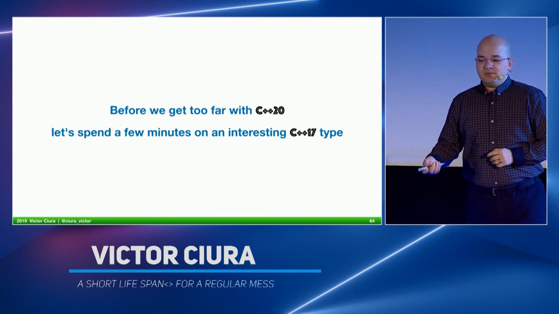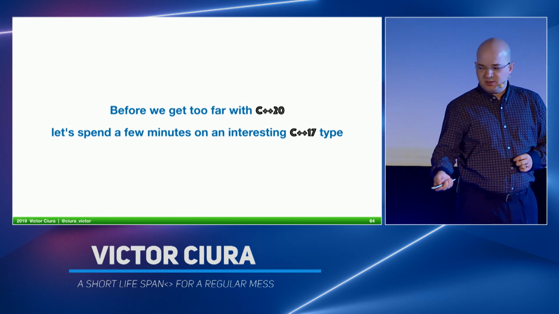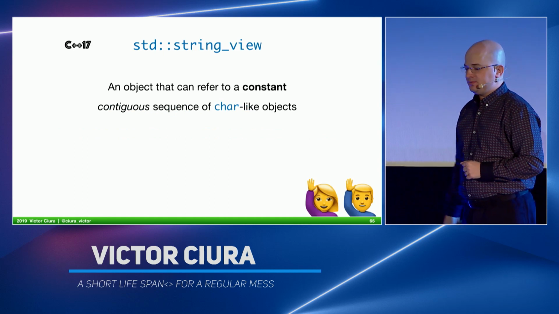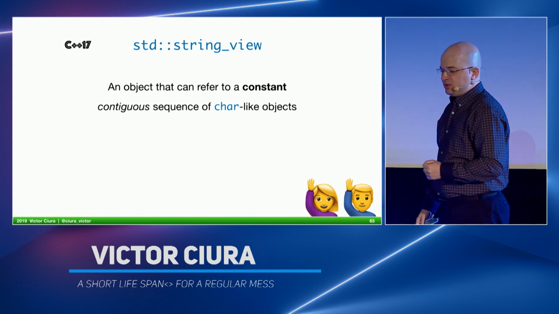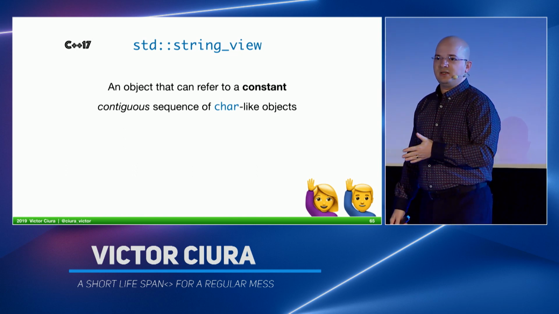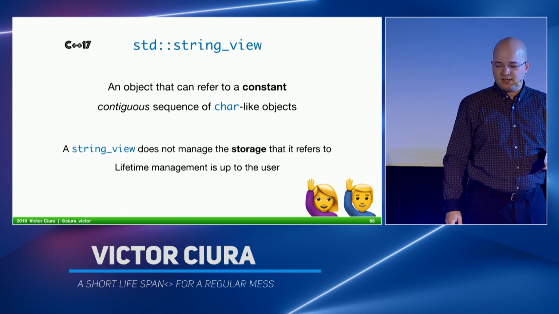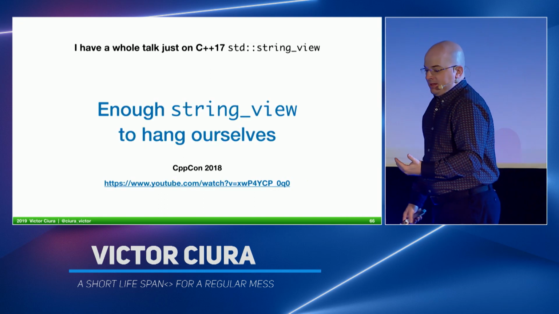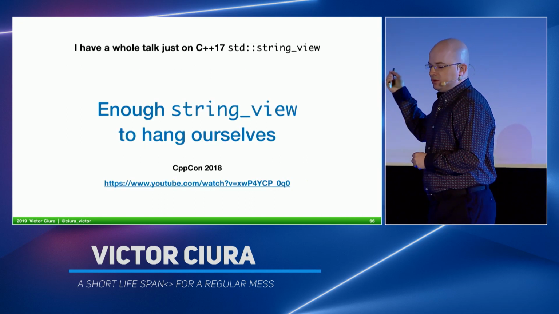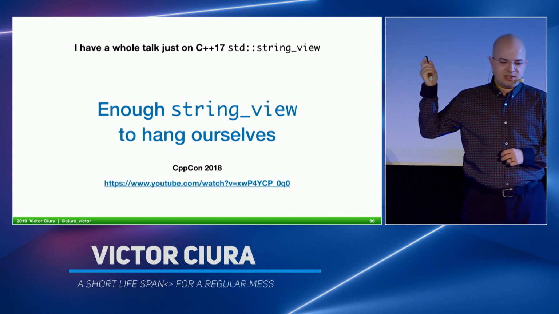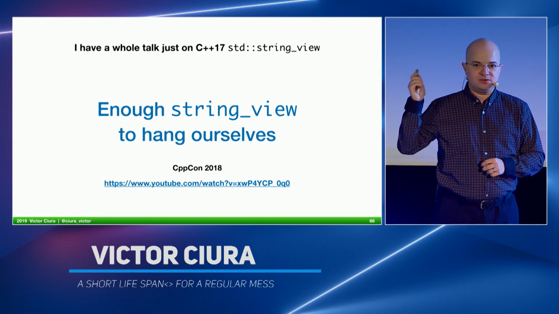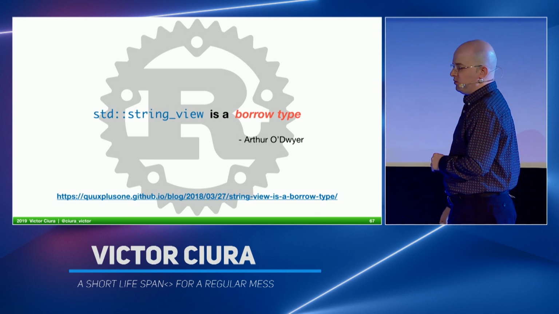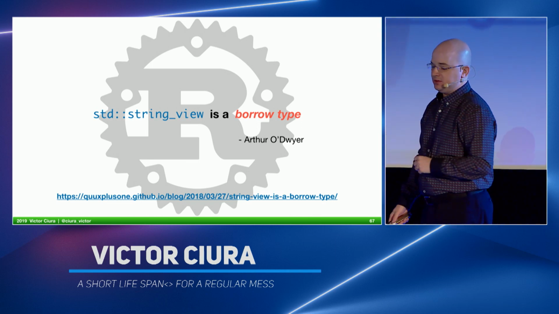But before we get too far with C++20 stuff, let's examine an interesting C++17 type. I think this one is much more familiar to many of you. String view is an object that can refer to a constant contiguous sequence of char-like objects, and it does not manage its storage. The storage is up to the user. Again, I have a whole talk just about string view, gotchas and best practices in using it, what it entails, and what you can do with tooling to help you there. I'm going to just summarize some of the important bits here.